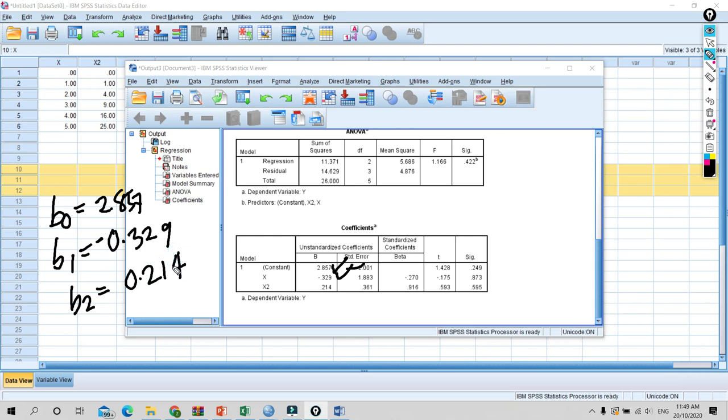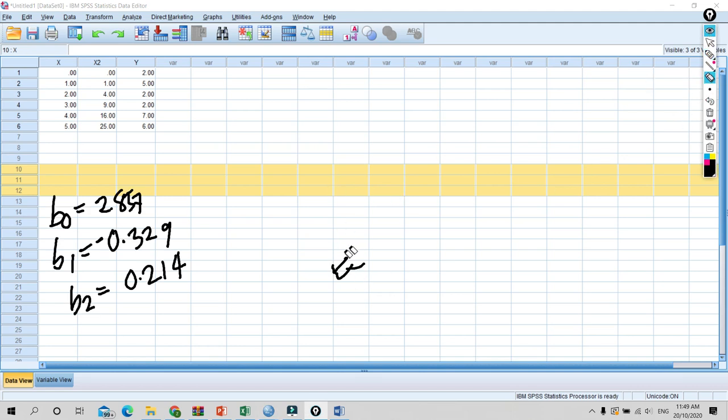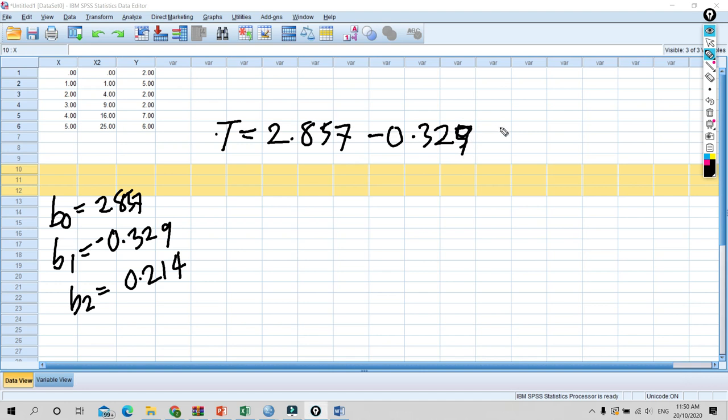So the new equation, the trend line by using the quadratic equation, is equal to 2.857 minus 0.329x plus 0.214x squared. This is our trend line.